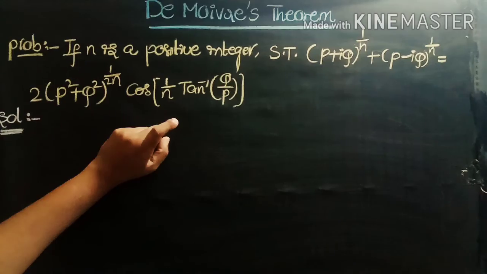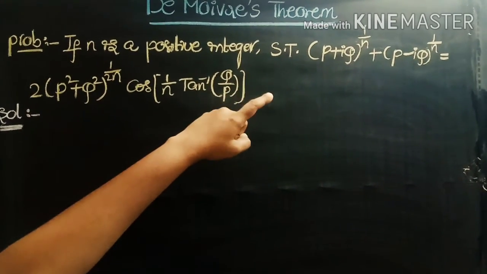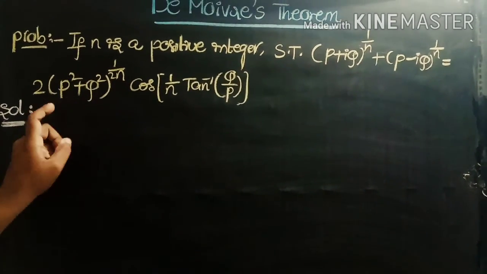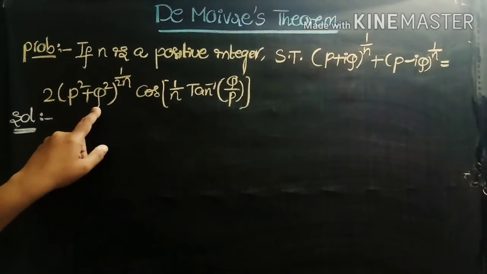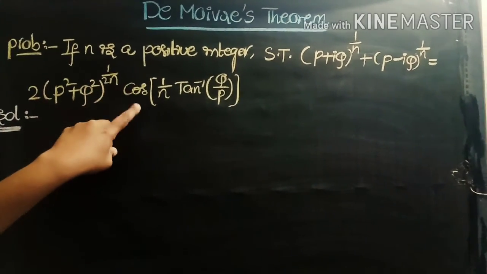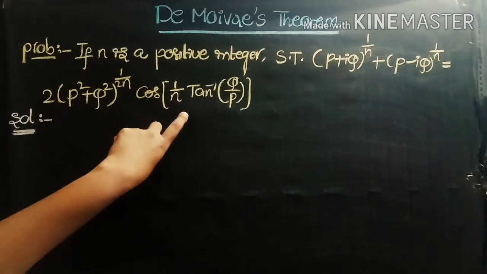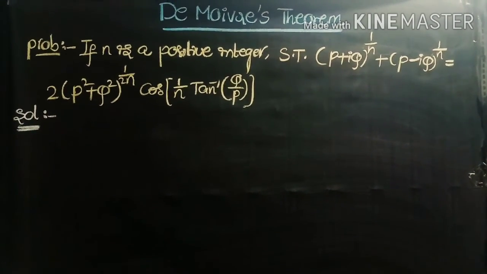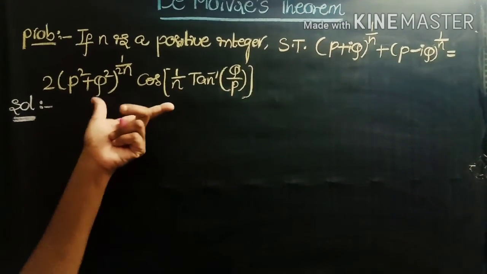...positive integer, then show that (p + iq)^(1/n) + (p - iq)^(1/n) = 2(p² + q²)^(1/2n) cos((1/n) tan⁻¹(q/p)). This is the most important question. So we want to show that the value is equal to this one.